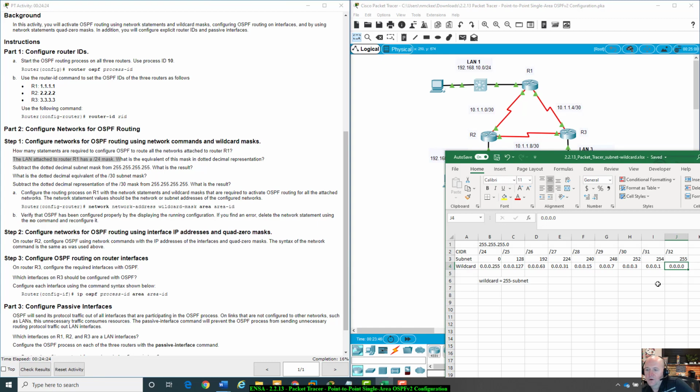So don't think of that as one bit left over, 3 bits left over, and so on. Just think of it like this. A /30 is usually a router-to-router connection, so you don't waste any IP addresses. You've got a network address, a broadcast address, and 2 usable host addresses.